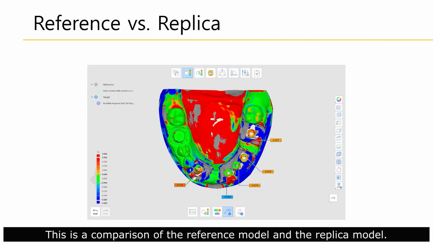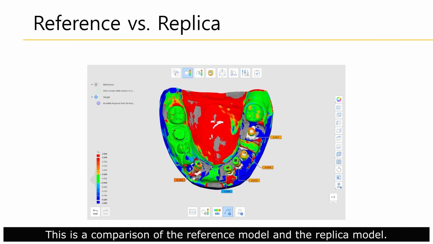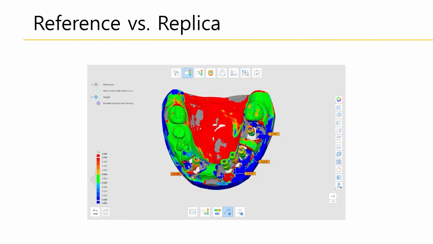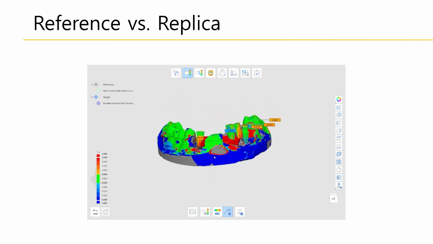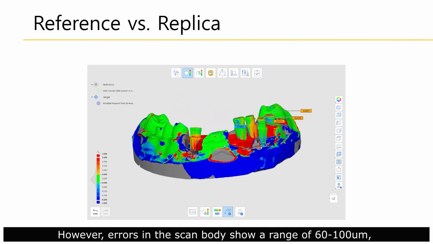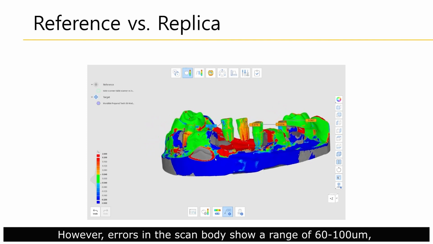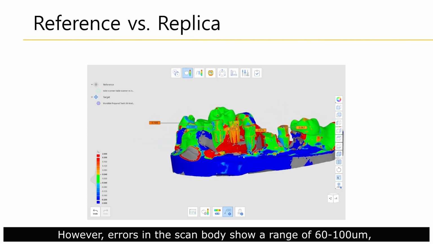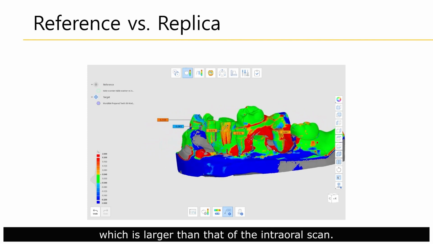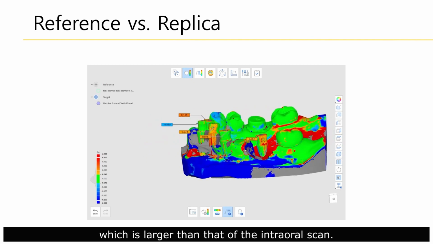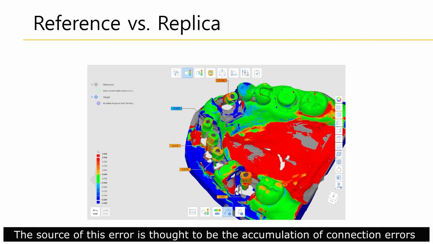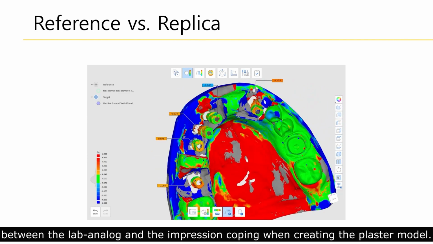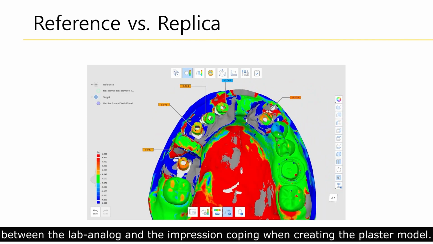This is a comparison of the reference model and the replica model. Errors are rarely found in this part. However, errors in the scan body show a range of 60 to 100 micrometers, which is larger than that of the intraoral scan. The source of this error is thought to be the accumulation of connection errors between the lab analog and the impression coping when creating the plaster model.